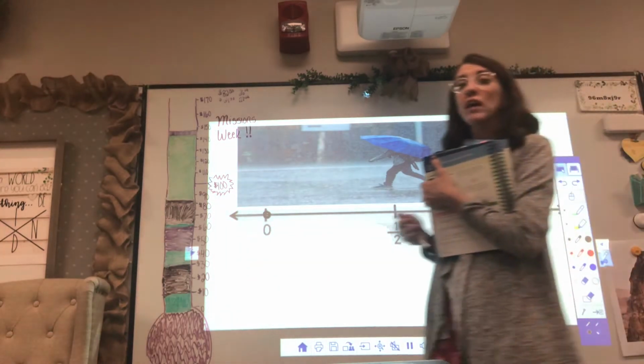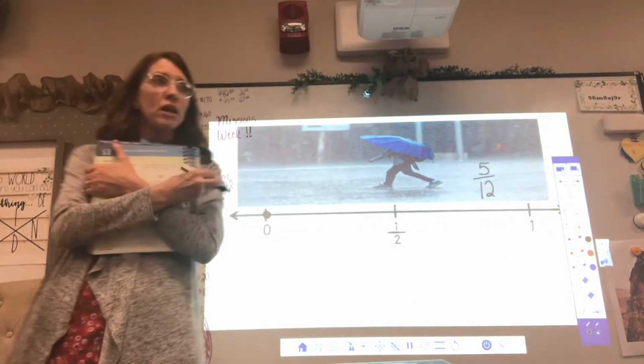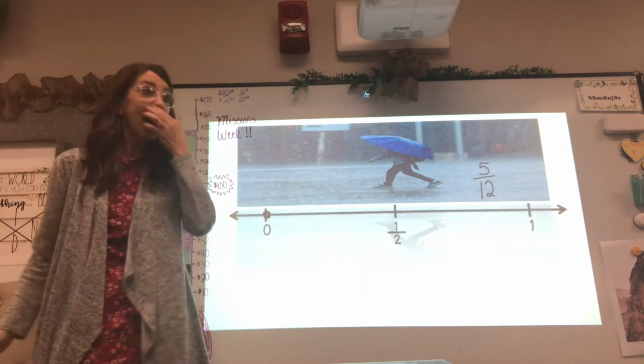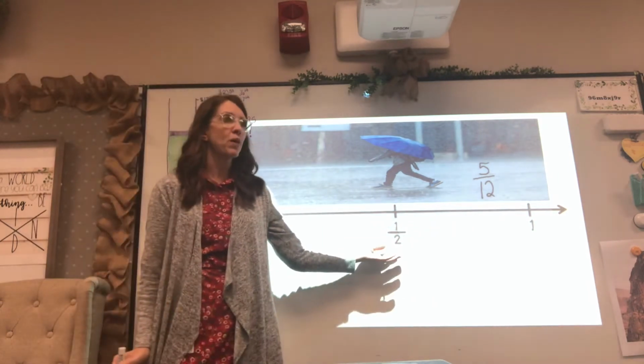Raise your hand if you know. That shows me if your hand is down, you have no idea quite yet what we'd be doing. Ben, what do you think? A half. Half, you're exactly right. How did you get that it was closest to a half?